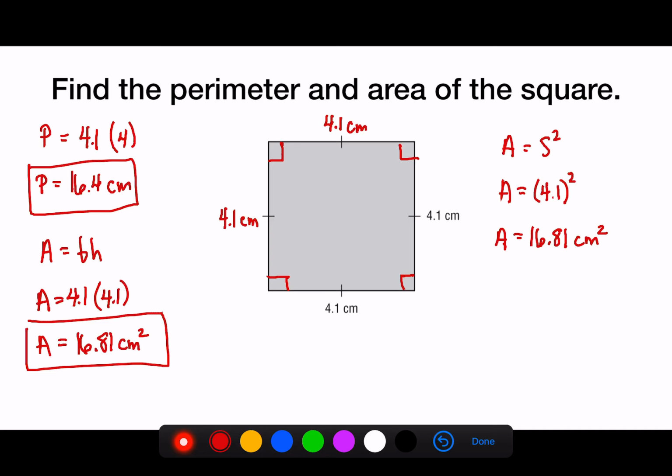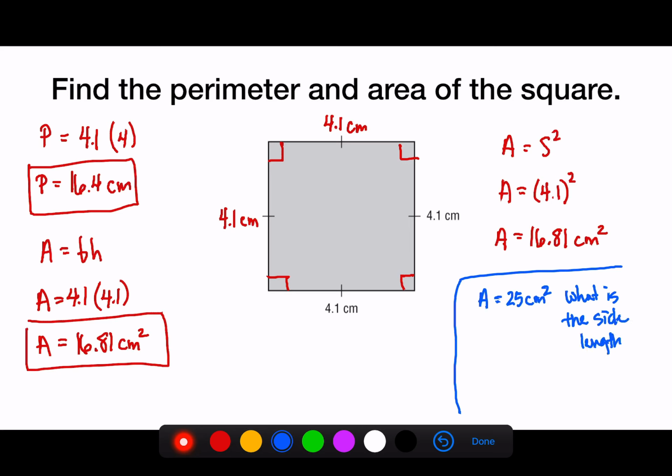Now, with that being said, we can also work backwards. What if I have a new question? I'm going to make this one up. If I have an area of a square that is 25 centimeters squared, and I ask, what is the side length? How could I figure that out?